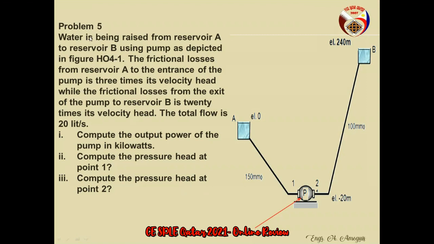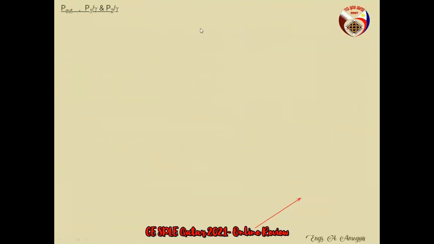Drawing ka ng energy grid line. So, ano ba yung energy grid line? 'Di ba? Ang sabi natin before, ang energy grid line is yung total energy, kasama na yung pressure, elevation, at saka yung velocity. 'Di ba? So, halimbawa, gawa natin ng energy grid line. Okay.